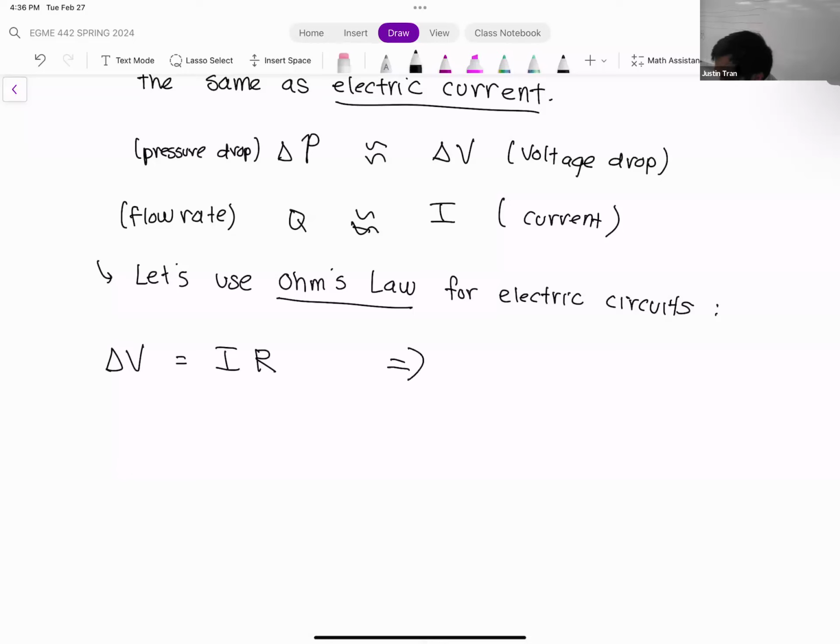And so by that same token, if we use our analogy, right? We say that pressure drop is the same thing as voltage drop, flow rate is the same thing as current, right? We can make an equivalent Ohm's law for fluid mechanics. Okay? And so what we say here is delta P is equal to Q times R.